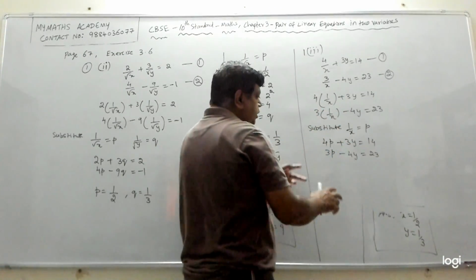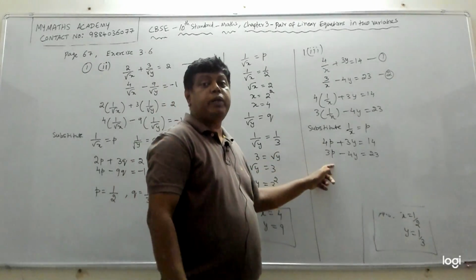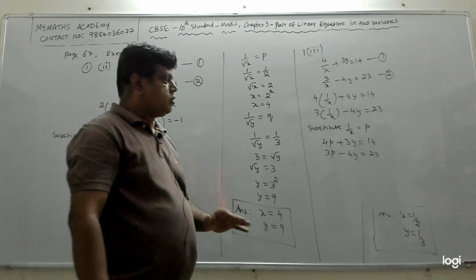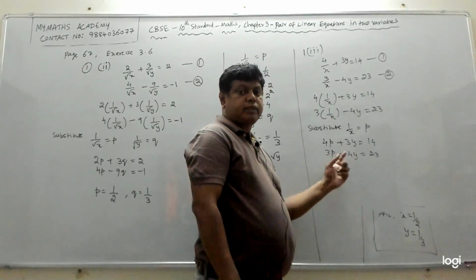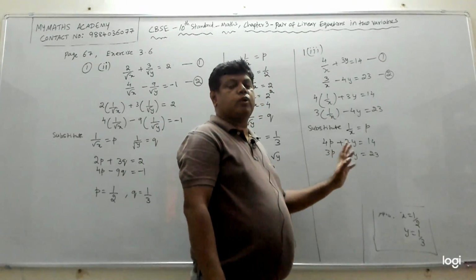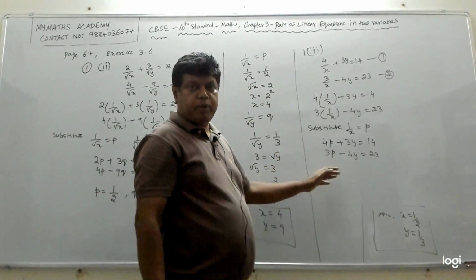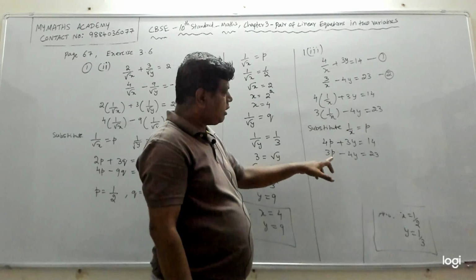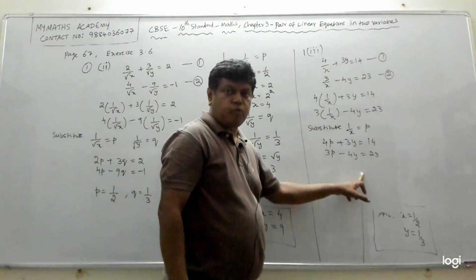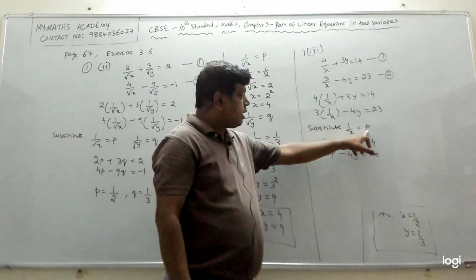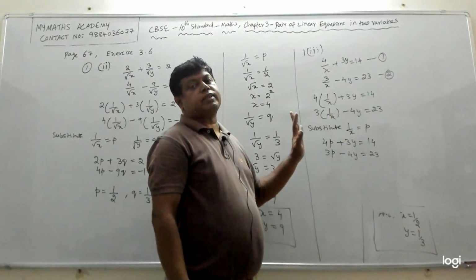Now we need to solve these two equations and find the value of p and y. Again, it's a linear equation in two variables. Here the variables are p and y, not x and y. You can have any two variables. Now you can solve this using the elimination method, and then you find the value of p and the value of y. After finding the value of p, you need to substitute the value of p here and then get the value of x.